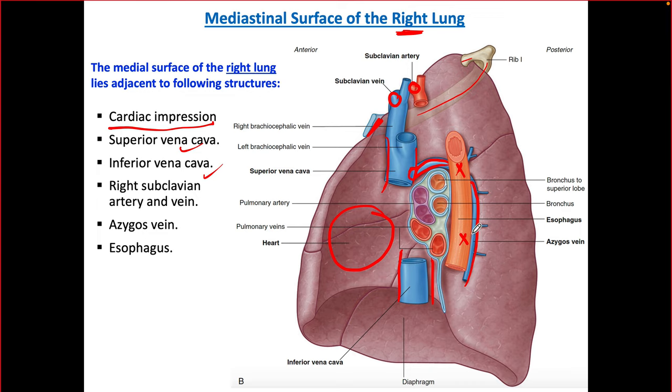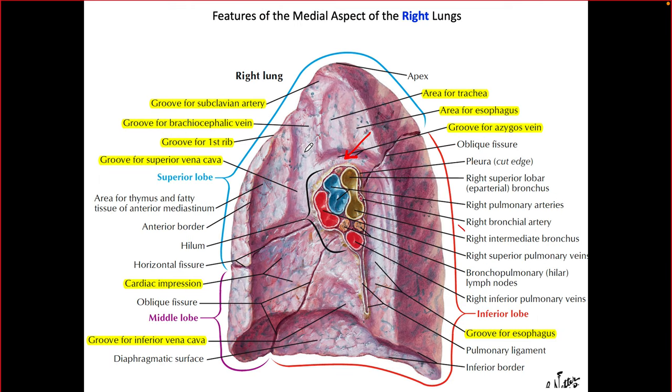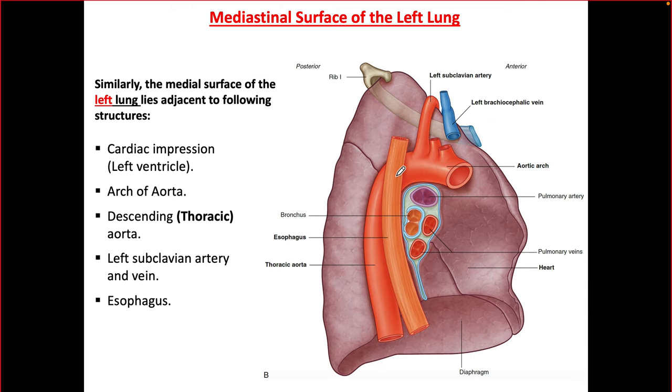This is the esophagus. Let me show you in this figure. So again, this is the cardiac impression. And this is the groove for the superior vena cava. And this is for the inferior vena cava, right? And this groove is for the esophagus. And behind it, there is a groove here, which is for the azygos vein, right? And here, of course, you have one for the first rib, subclavian vein, and subclavian artery, right? And here is for the thymus and fat. Here is the impression for the trachea. You know, the esophagus is here because it comes from up. So these are the impressions, guys, for the right lung.